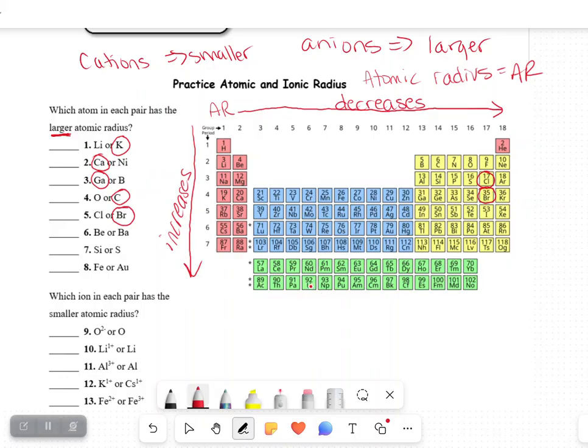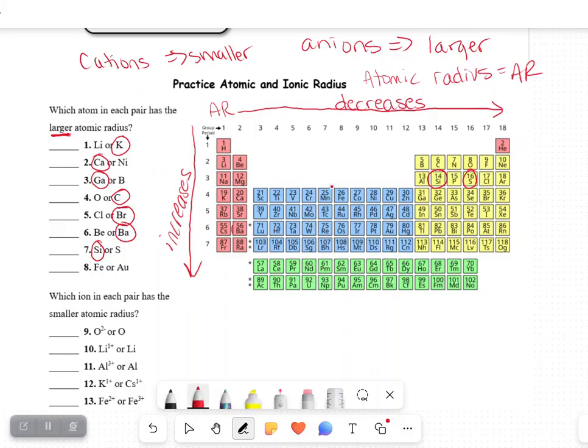Then we have beryllium or barium. Beryllium is number 4. Barium is number 56, also in the same column or group 2. And as we go down the periodic table, we get larger. Barium is going to be larger. Then we have silicon or sulfur. Silicon over here is a metalloid, and then we have sulfur, which is a gas. In the same period 3, so we know sulfur is going to be smaller, so therefore silicon will be larger.